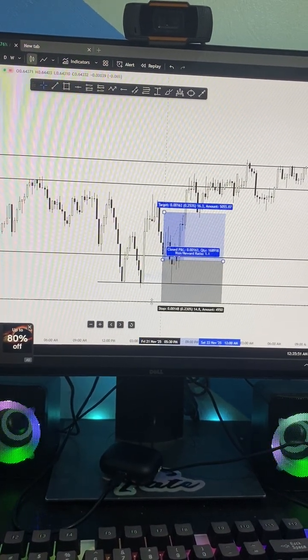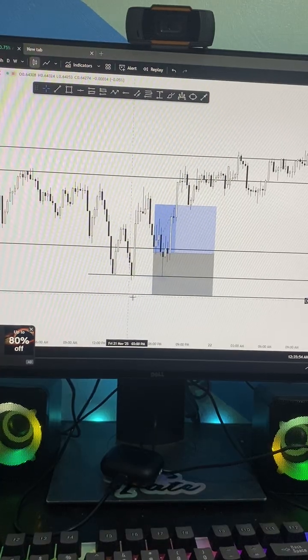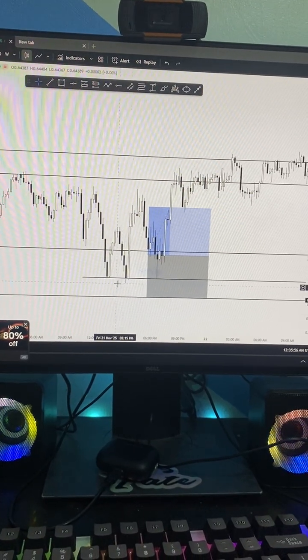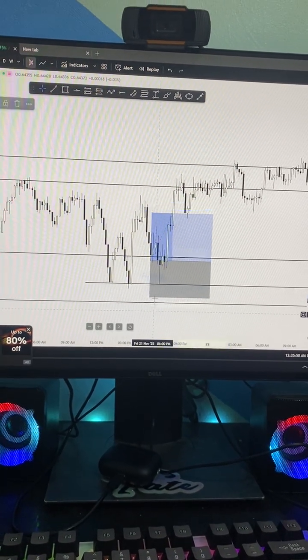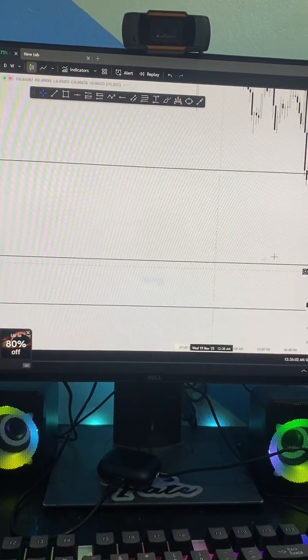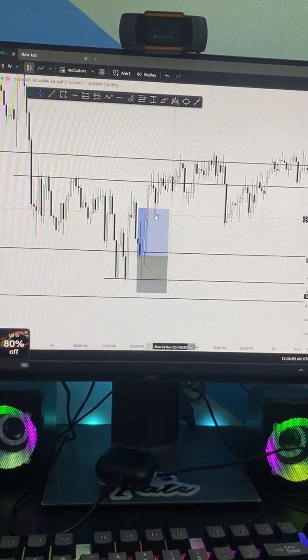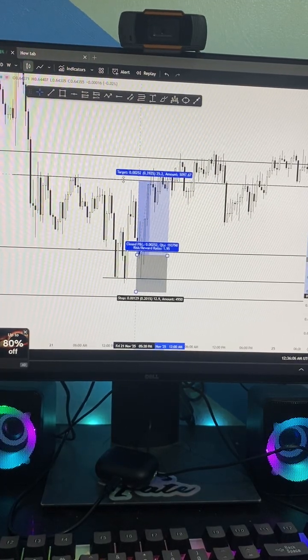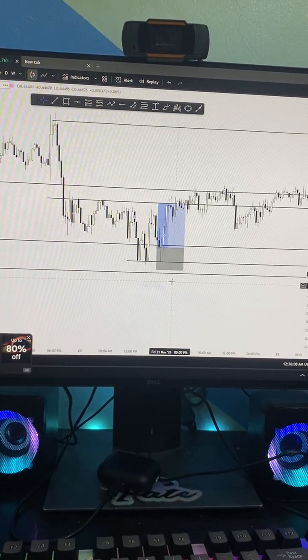Set your stop loss right here. Remember, you have set your stop loss at a level that's less likely of getting hit, which is below these wicks, which could be around there. Then set your take profit at a level that's most likely of getting hit. So let me look for a level. I would say right here. So I'll set my take profit there.